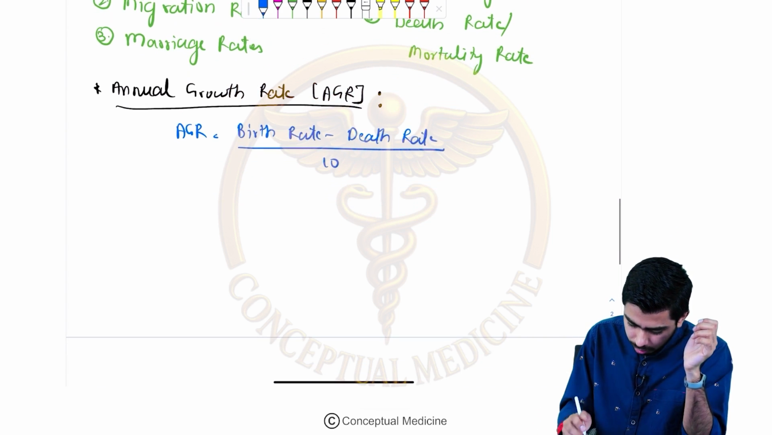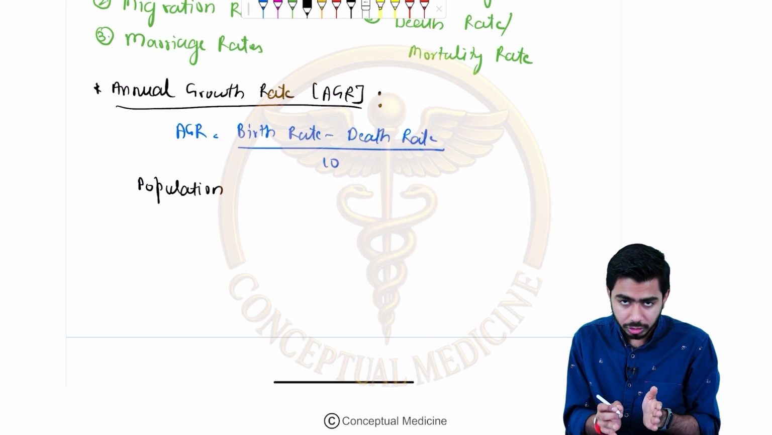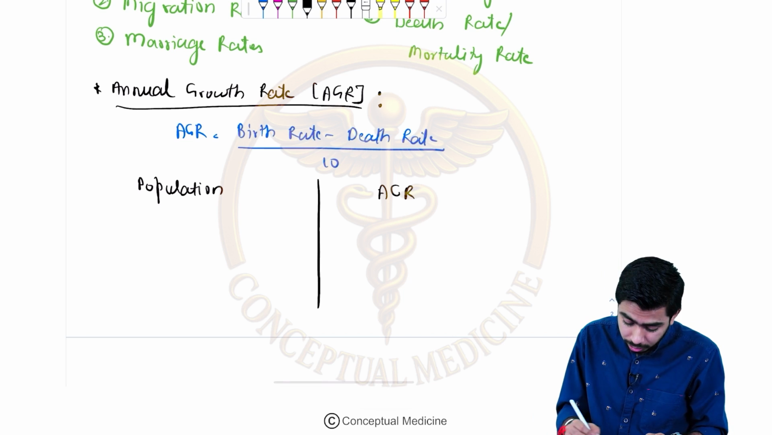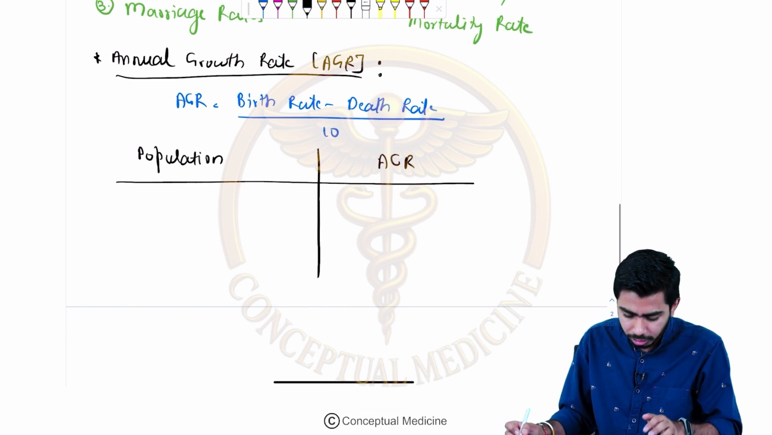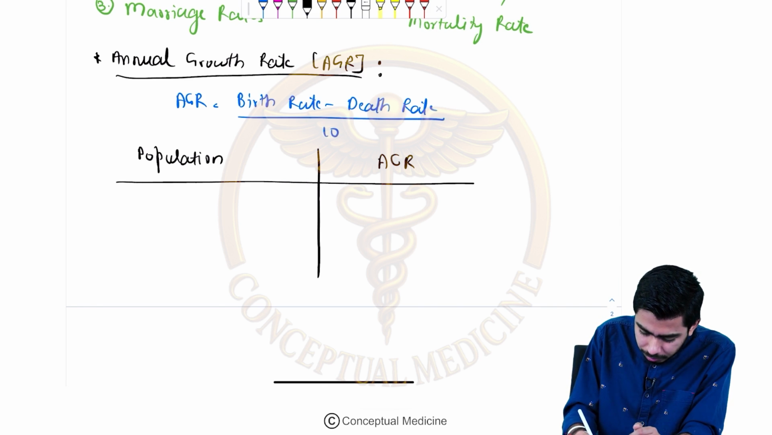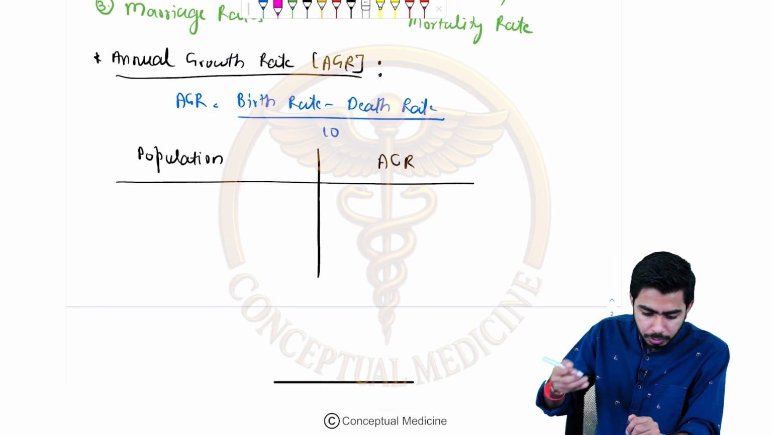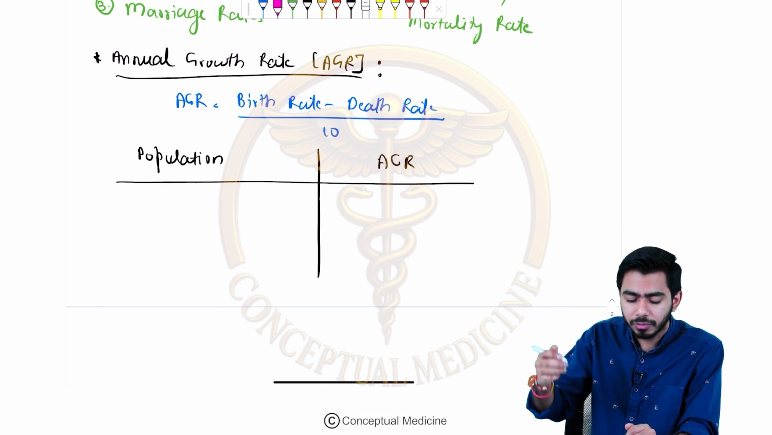Usually we see that if I write the population in this particular section, population on one side and the annual growth rate on the other side, they usually ask us about this particular rate. Let me tell you how the question might come. Some populations might be slow growing, some might be moderately growing, some might be very rapidly growing, or some might be explosively growing.